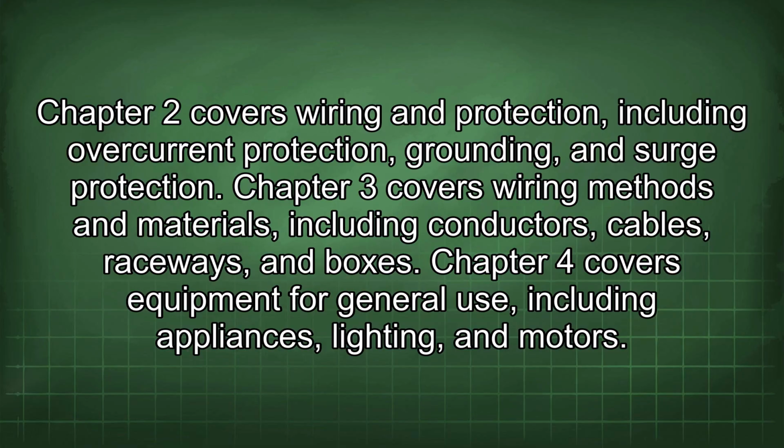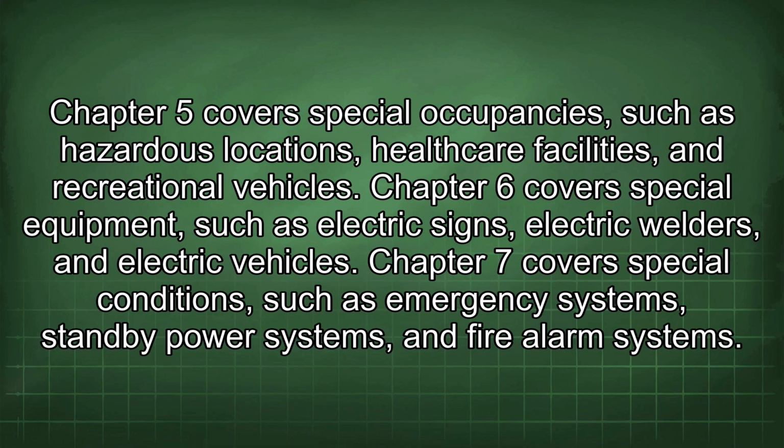Chapter 3 covers wiring methods and materials, including conductors, cables, raceways, and boxes. Chapter 4 covers equipment for general use, including appliances, lighting, and motors. Chapter 5 covers special occupancies, such as hazardous locations, healthcare facilities, and recreational vehicles. Chapter 6 covers special equipment, such as electric signs, electric welders, and electric vehicles.